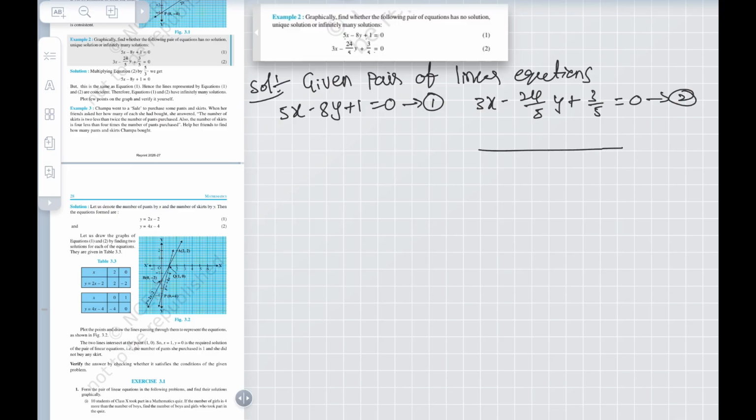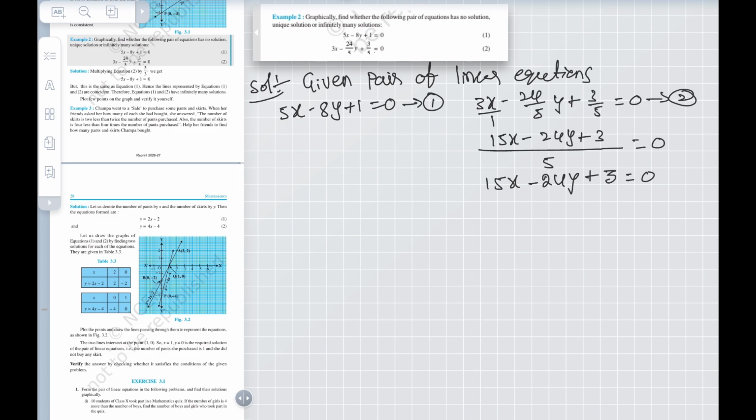So the overall LCM is 5. So when you calculate, 5 times each term. So 5 threes are 15x minus 24y plus 3 equals 0. I hope you understand this step. So the LCM of 1, 5, 5 is 5. So now 5 is dividing this side. When it transposes to the other side, it multiplies with 0. So 0 into 5 is 0. So 15x minus 24y plus 3 equals 0.